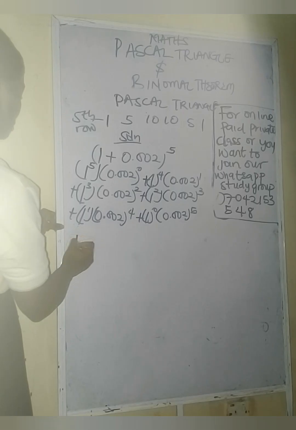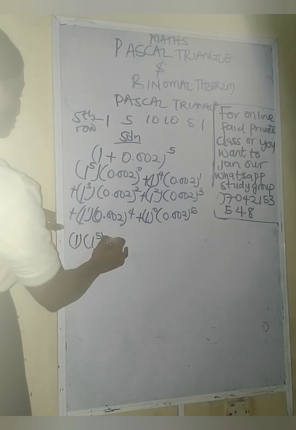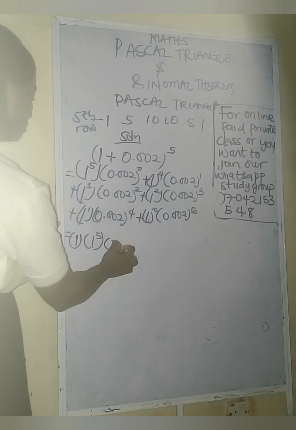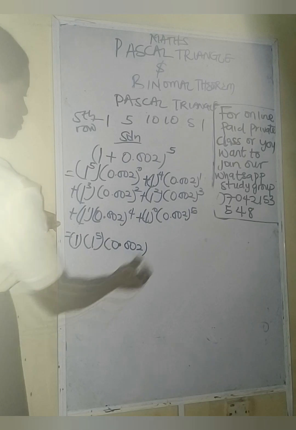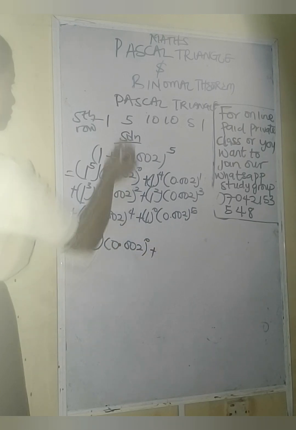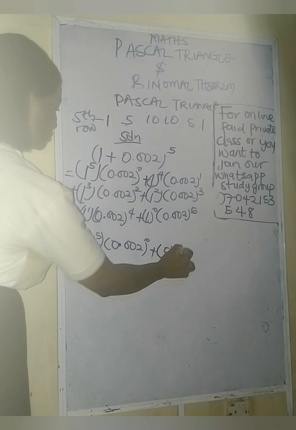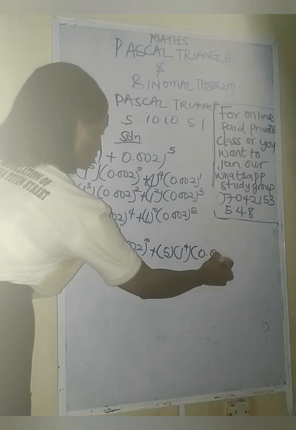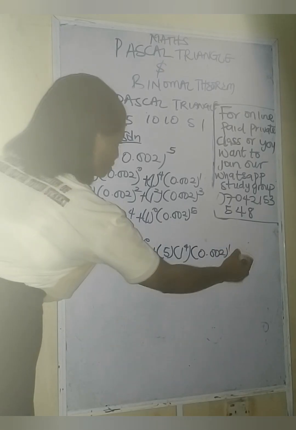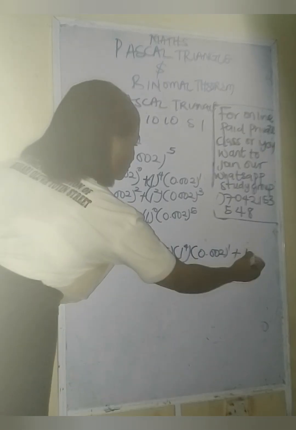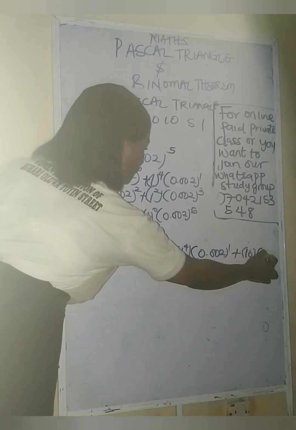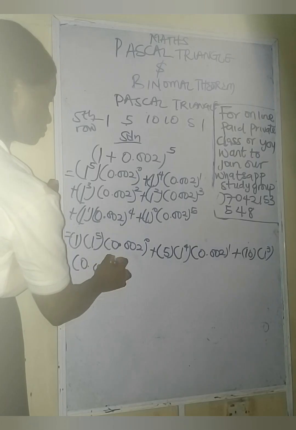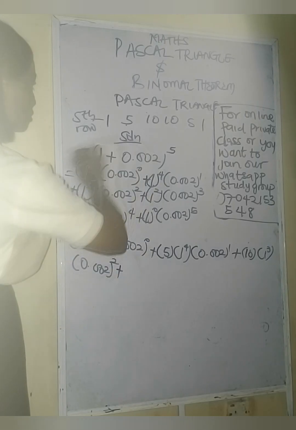So that will be 1 raised to power 5, 0.002 all raised to power 0, plus 5, 1 raised to power 4. So this is 0.002 raised to power 1, plus followed by what? 10. Then 1 raised to power 3. That is 0.002 raised to power 2, plus 10 again.